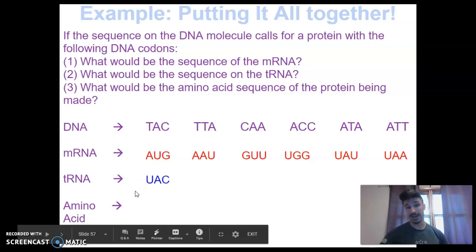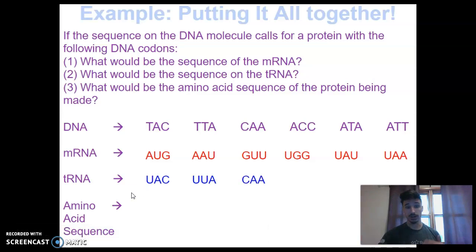So it's going to be UAC, UUA, CAA, still following complementary base pairing rules. U's pair with A's, A's with U's, G's with C's, and C's with G's. ACC, AUA, and lastly, AUU.